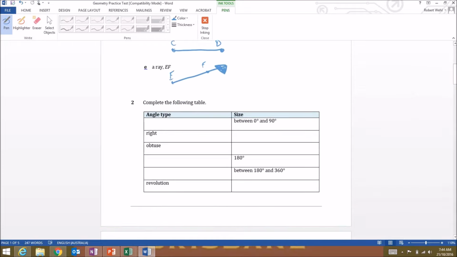Complete the following table. So we're looking at the size between 0 and 90 degrees. That is an acute angle. And a lot of this stuff you just need to learn off by heart. So you just need to put the time in to study. A right angle is 90 degrees. An obtuse angle is between 90 and 180 degrees. 180 is a straight angle. Between 180 and 360 is a reflex angle. And a revolution is 360 degrees. So once again, a lot of this stuff you need to learn off by heart.